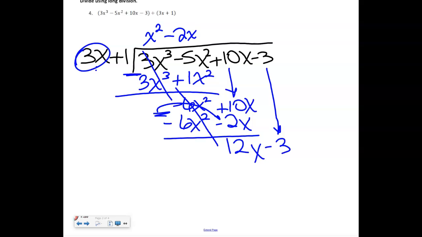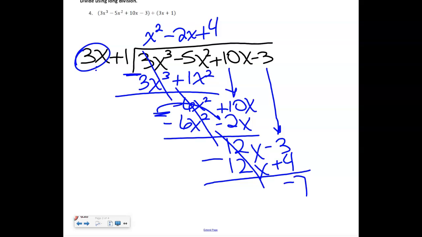I'm bringing down the negative 3. And what should we multiply by here? 4. Yep, just 4. Okay. And then we're multiplying into both of those. So I'm going to have 12x plus 4. We're subtracting. Our 12x's are canceling. And I'm left with negative 7. All right, so I have negative 3 minus 4, so that's why we have negative 7.